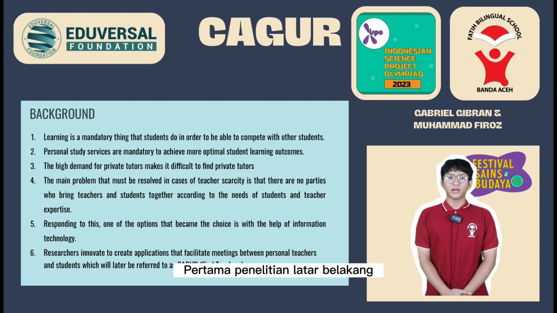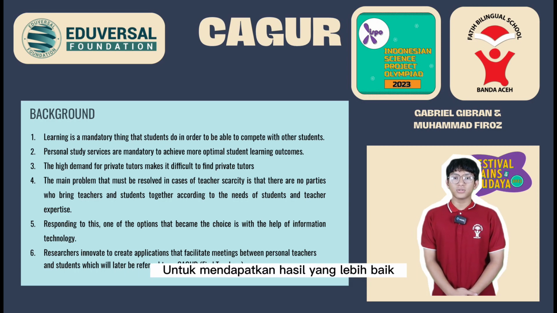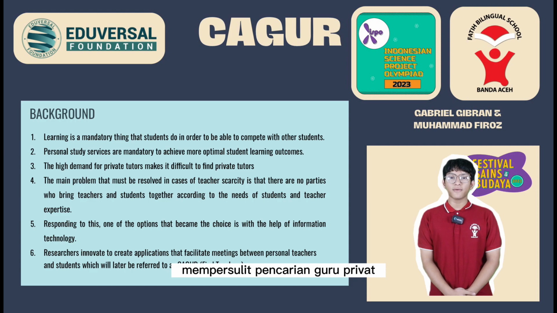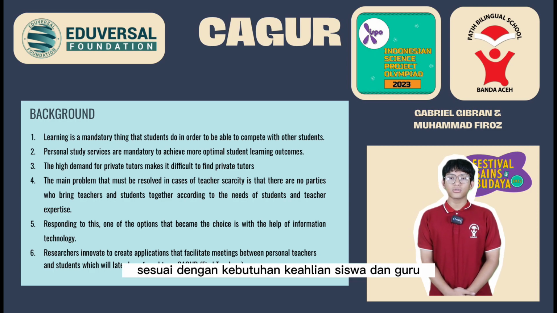First, research background. One, learning is a mandatory thing that students do in order to compete with other students. That's why personal study service is a must to achieve more optimal student learning outcomes. Two, the high demand for private tutors makes it difficult to find private tutors. Three, the main problem that must be resolved in case of teacher scarcity is that there are no parties who bring teachers and students together according to the needs of students and teacher expertise.